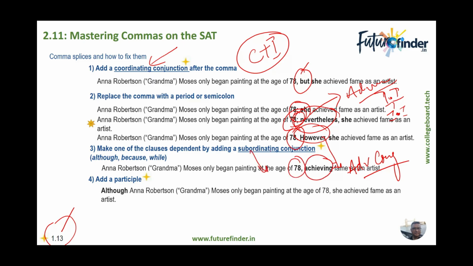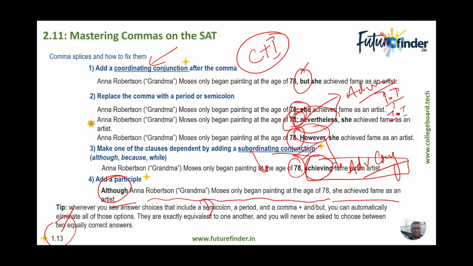So we can use a subordinating conjunction. Either way, any of these conjunctions will work, because the second part will be turned into a dependent clause, and we can also use a participle to start with. Although Anna Robertson Moses began painting at the age of 78. Now this turns the first part into a dependent clause, and the second part remains an independent clause. So either way, either of the parts of a sentence has to be turned into a dependent clause, and one has to remain an independent clause, to put a comma in between to avoid the comma splice error. This is a tip.